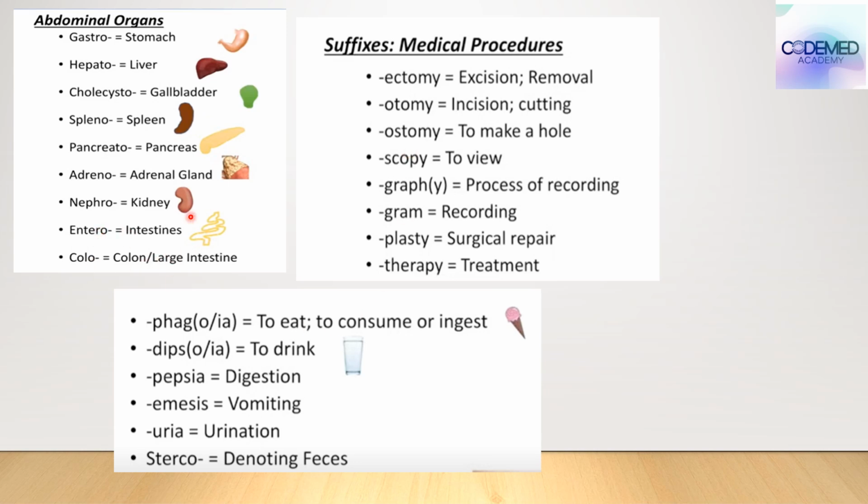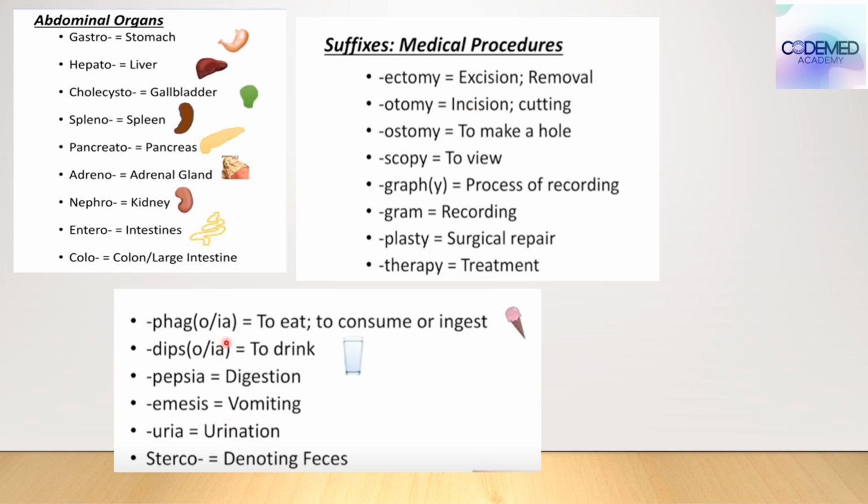Then entero is the intestine, and if I am doing an enteroscopy, that means I am viewing the intestine. Then colonoscopy, which you are going to see more often in this particular section, is nothing but a viewing of the colon. Or we can use the word colotomy or colectomy. Pay attention to these two spellings, because the CPT codes are different, but sometimes in a hurry you make a mistake of reading ectomy and otomy.